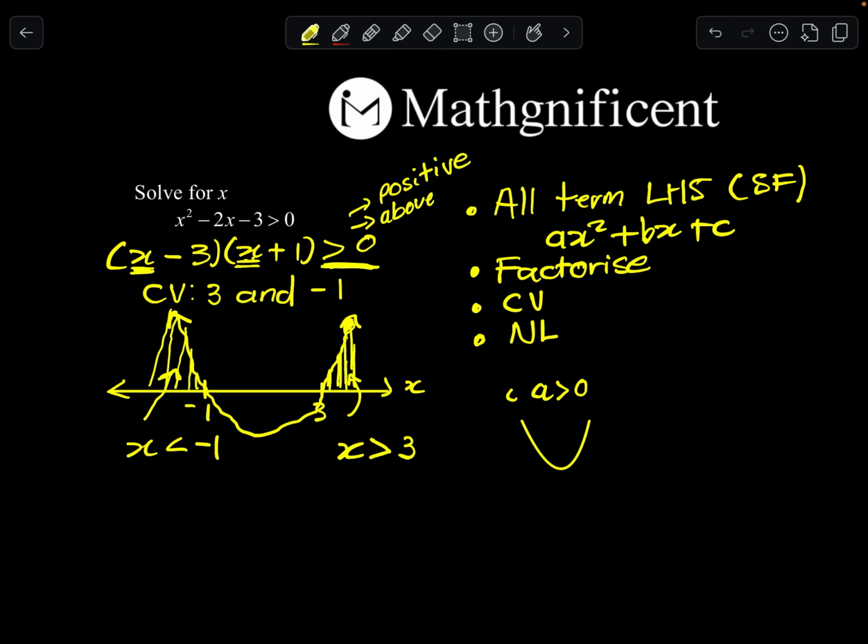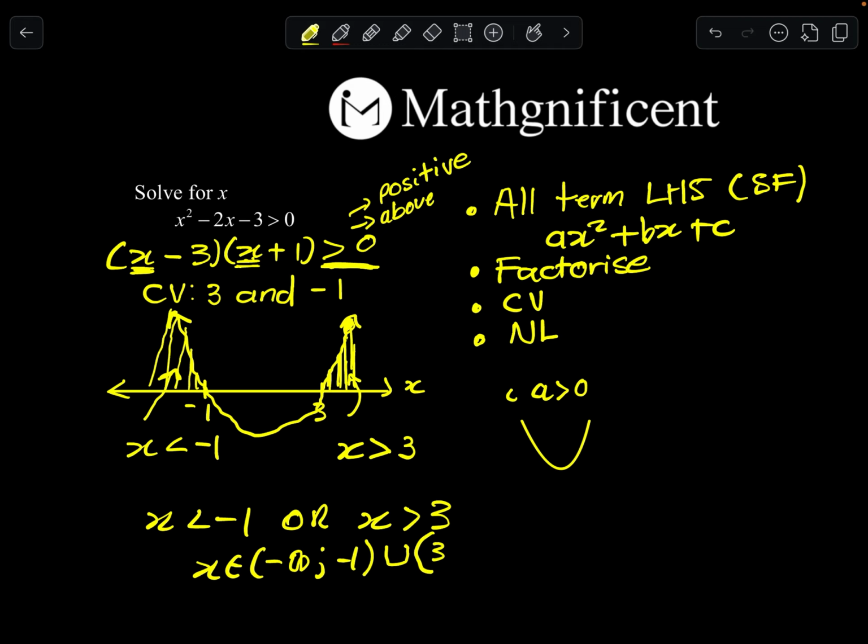How do you finally represent your answer? You can say that x is less than -1, or x is greater than 3. Or using the other notation, x is an element of the real numbers from -infinity to -1, and then you close the bracket. Remember, there's no equal sign, so you use this. Also, next to an infinity sign you cannot use a square bracket. Then we use the union, open another bracket, and say that this continues from 3, excluding 3, up until positive infinity.